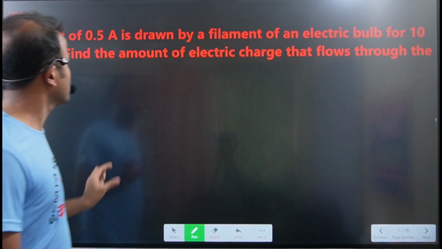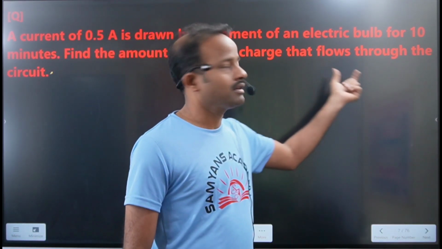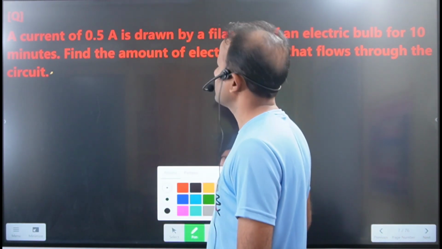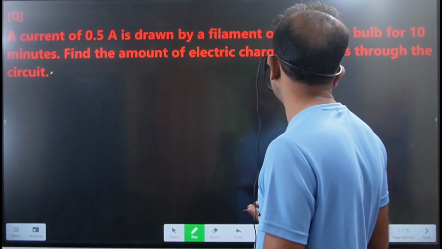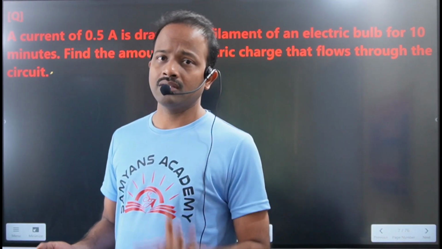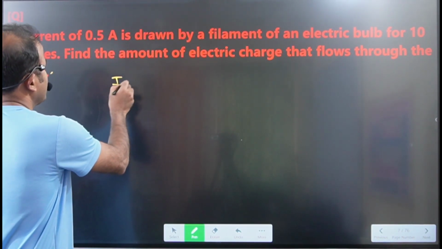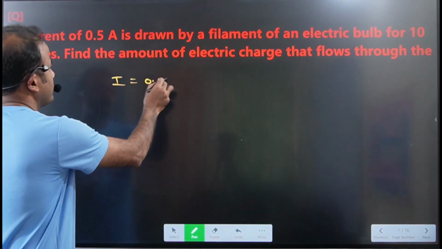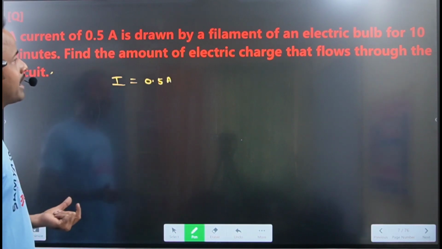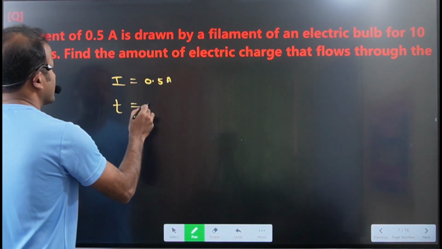You have to find the amount of electric charge that flows through the circuit. To find this, you already know the relation between current, charge and time: I equals Q by T. Yes or no? What is the I value given here? 0.5 ampere. The current flowing through the filament is 0.5 ampere. Then how much time is it flowing? 10 minutes.